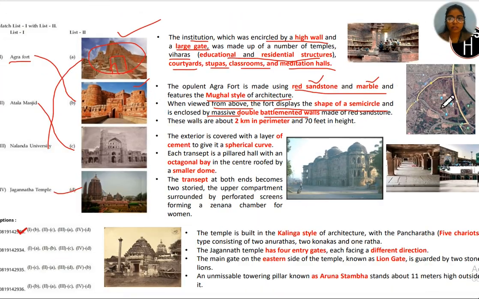See, when you search in your Google Map, you will get to see this. This is the plan of your Agra Fort. So it is stated over here the shape of a semicircle. See, this is your Agra Fort, somewhat in the shape of a semicircle, and enclosed by a massive double battlemented wall made of red sandstone. Fine. The outer walls are made up of red sandstone. These walls are about 2 kilometers in perimeter and 70 meters high. So it's talking about this wall.